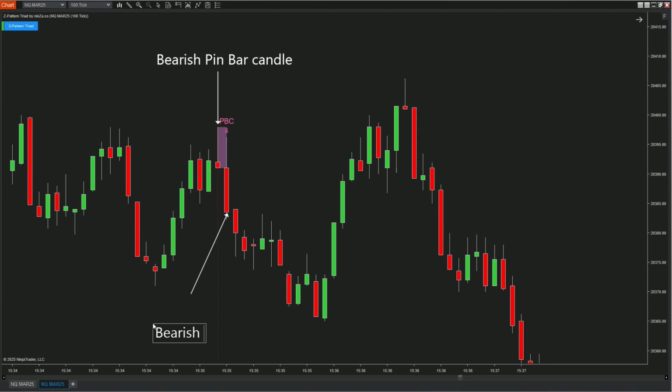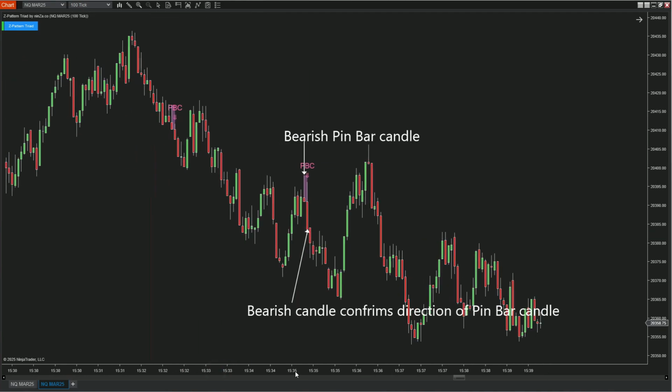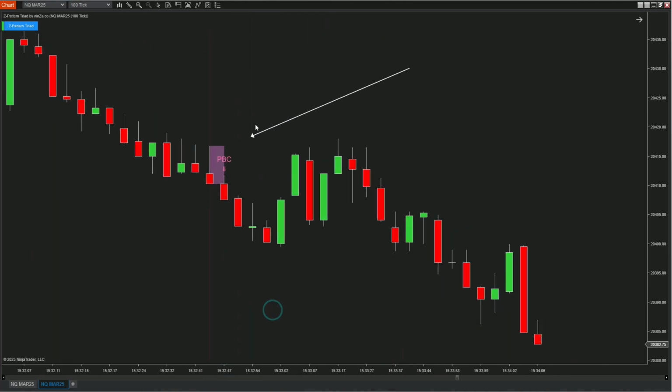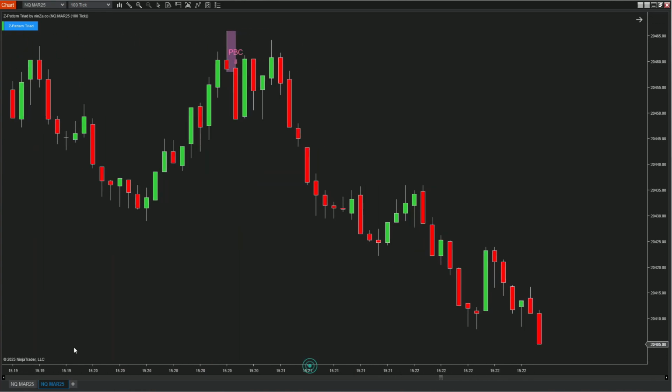To improve accuracy, the algorithm has been upgraded to prioritize pin bars that are followed by strong confirmation candles, clear bullish or bearish moves. These decisive candles indicate aggressive price action, increasing the likelihood of a breakout in the pin bar's direction. By applying these confirmation rules, we can filter out weak signals and focus only on high probability trade setups.